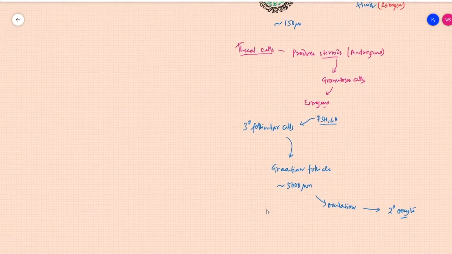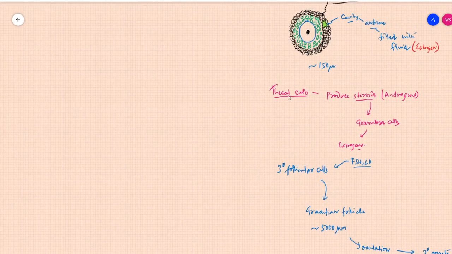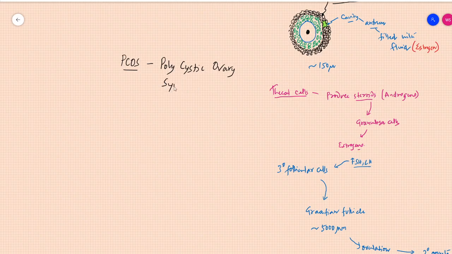There is clinical correlation with the theca cells. Now we said theca cells produce steroids. Now there is a clinical condition which is called PCOS. Okay, so what is PCOS? Polycystic ovary syndrome.